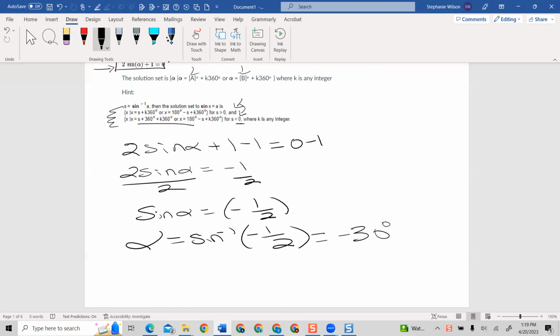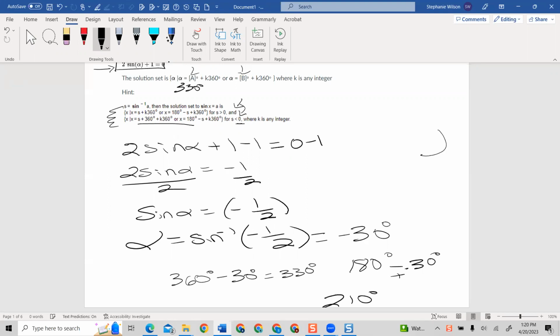So let's plug it in. In order to do this, I need to determine each side. Since it's a negative value, we went clockwise, so let's do this. 360 degrees minus that 30 degrees gives me 330 degrees. So now I know what goes here. Now let's find the other one. I'm going to take 180 degrees and subtract the negative 30 degrees, which means we're going to end up adding. That gives me 210 degrees. So that's what goes here.